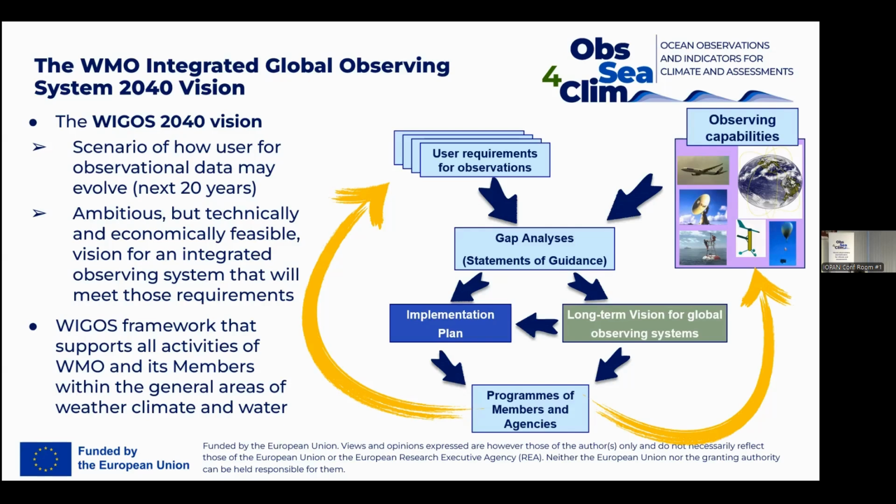And this is the statement of guidance. Then there is an implementation plan, because some priorities are taken up by the nations in WMO who say, okay, we need to observe more of these, and therefore we have an implementation plan. And then there are long-term goals in a plan to see how this system needs to evolve with time. This implementation plan needs to be implemented by the programs of member states and agencies, for space and for in situ. So this is the general process.